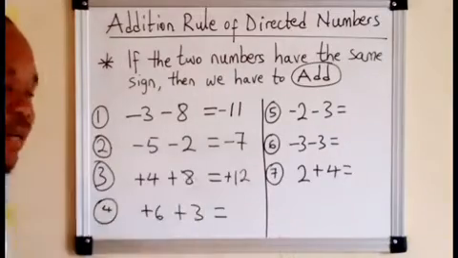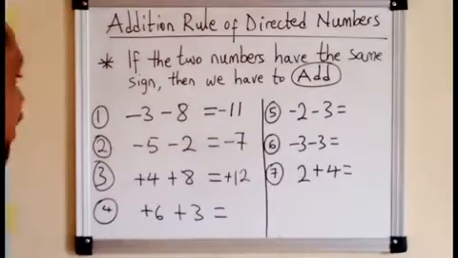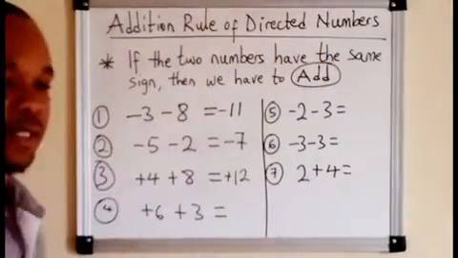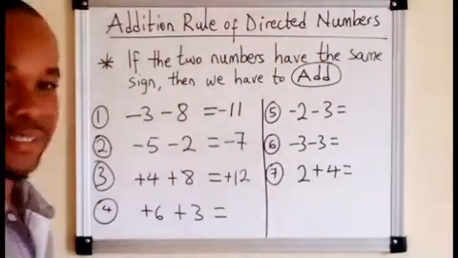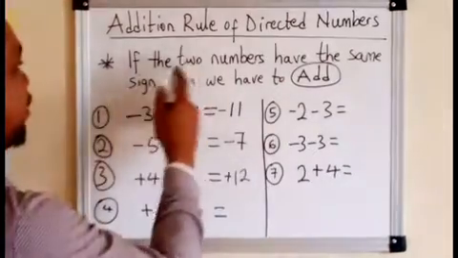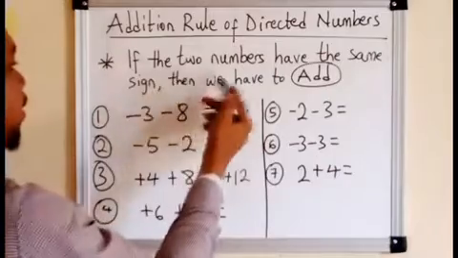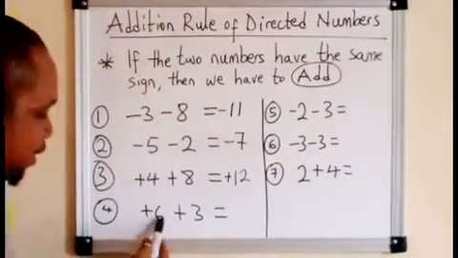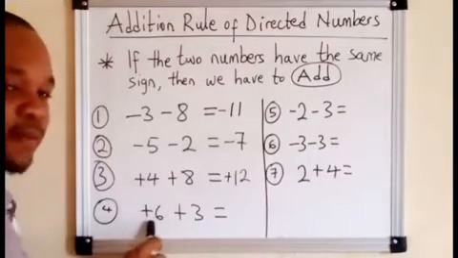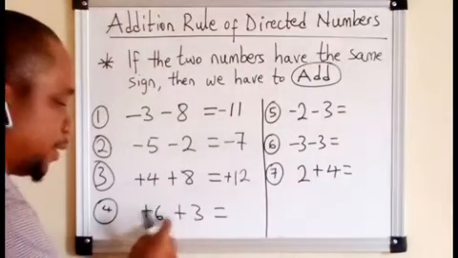Both numbers are carrying the same sign. Since the addition rule of directed numbers directs us to add two numbers that have the same sign, if the two numbers have the same sign, then we have to add. Since 6 is carrying a plus sign and 3 is carrying a plus sign, they are carrying the same type of sign. We can add 6 plus 3 together.